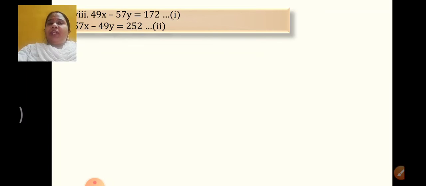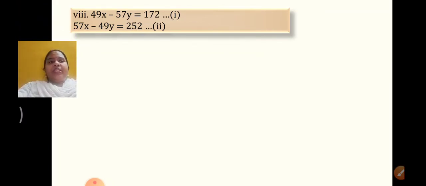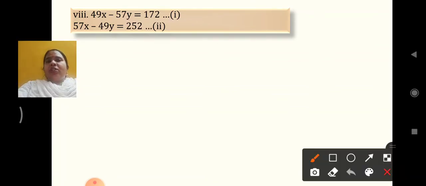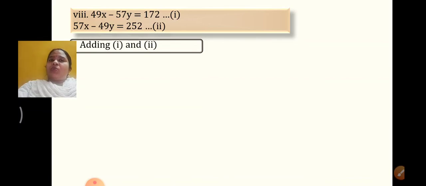I have particularly taken the same type, so you will revise this nicely. Again, as you can see here, cross terms are identical, 49 and 49, 57 and 57. Don't bother about the sign. Only terms you see. If the numbers are identical, you can use the method of ASA. Okay. So what is to be done? First I need to add these two equations. Equation 1 and equation 2.